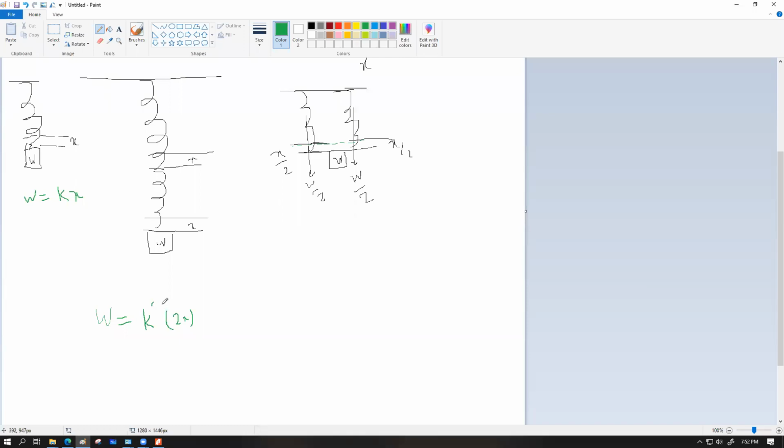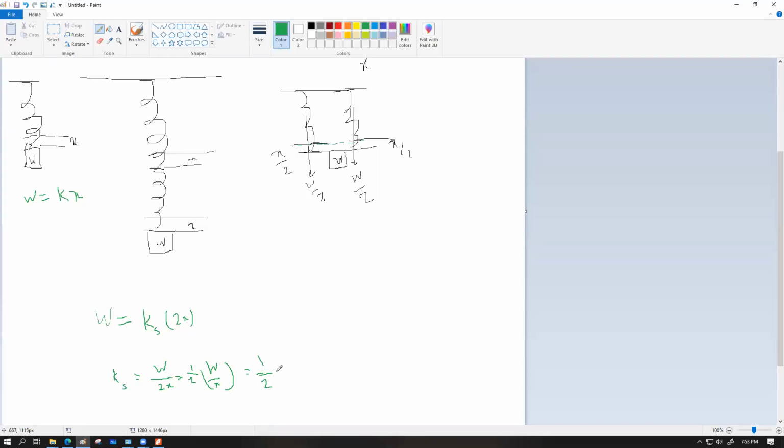Instead of K prime, let me write Ks, so it is easier to understand. Let's say the total spring constant of this whole combination of springs is Ks. So from here, if we make Ks the subject, we are going to get W divided by 2x, which is equal to half into W by x, which essentially means half K.